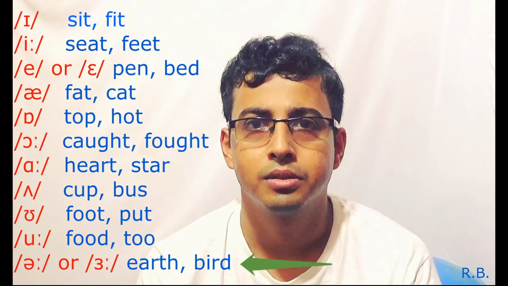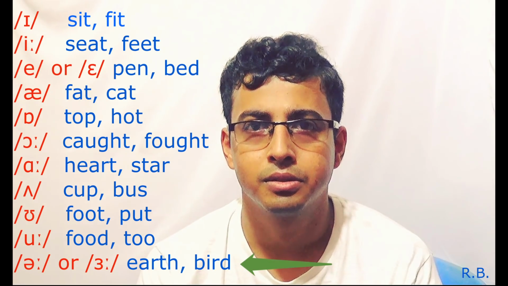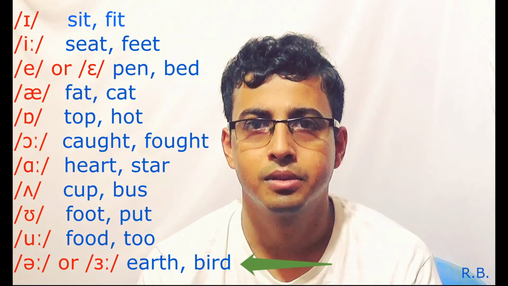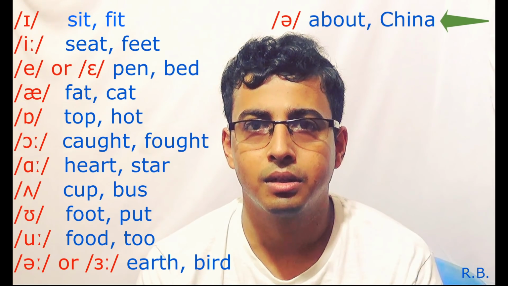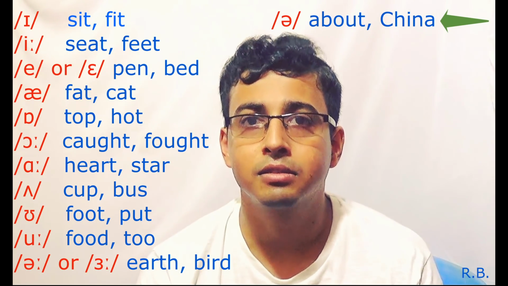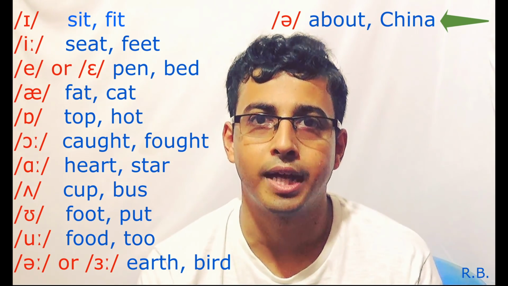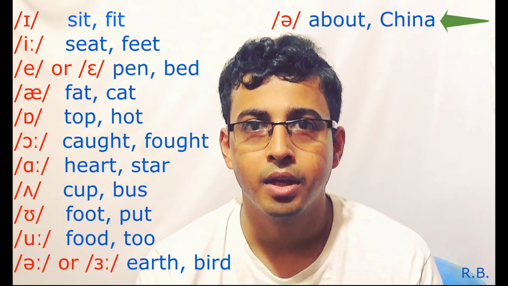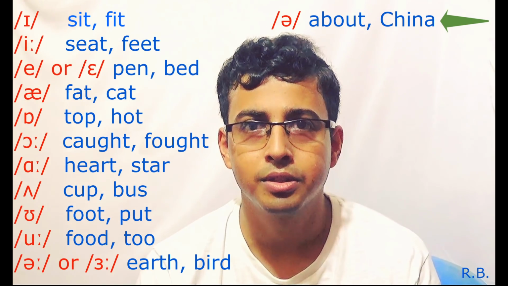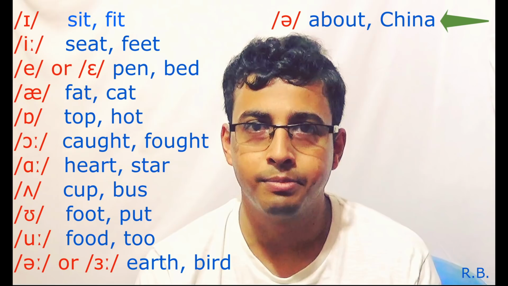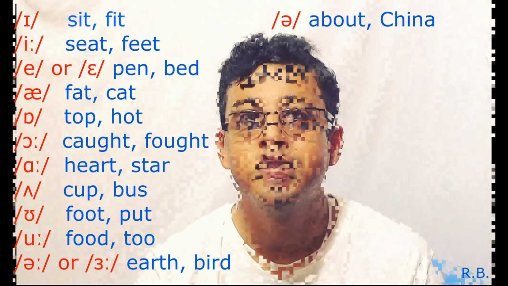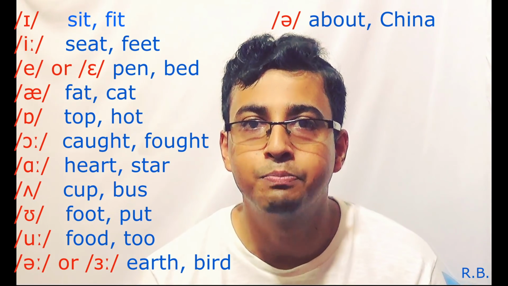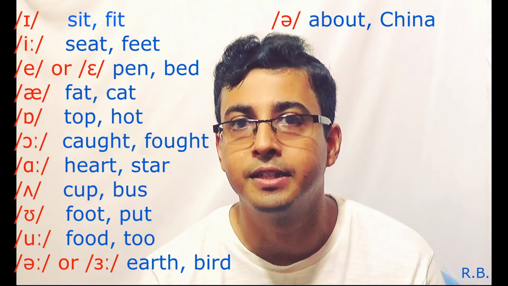Earth, birth, bird. This last sound is also referred to as schwa. It's a negligible sound. You would find it at the beginning of about, at the end of China. These 12 vowel sounds are called pure vowels. Now we'll look at the diphthongs.